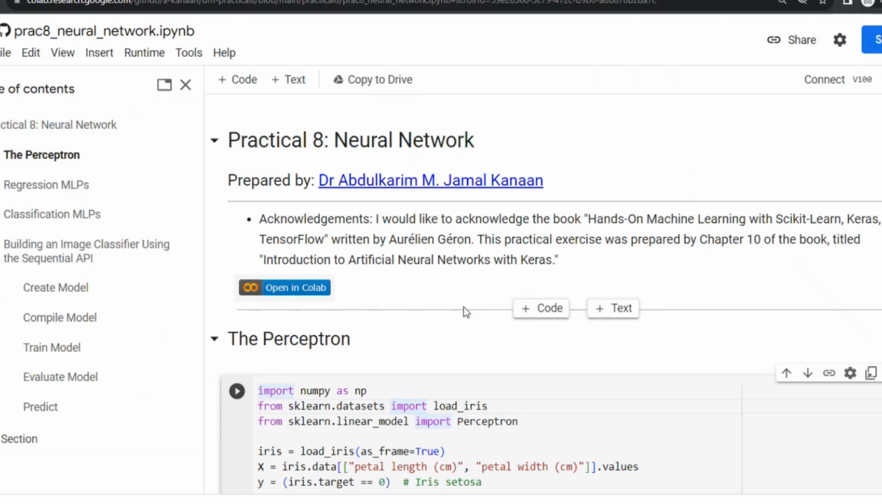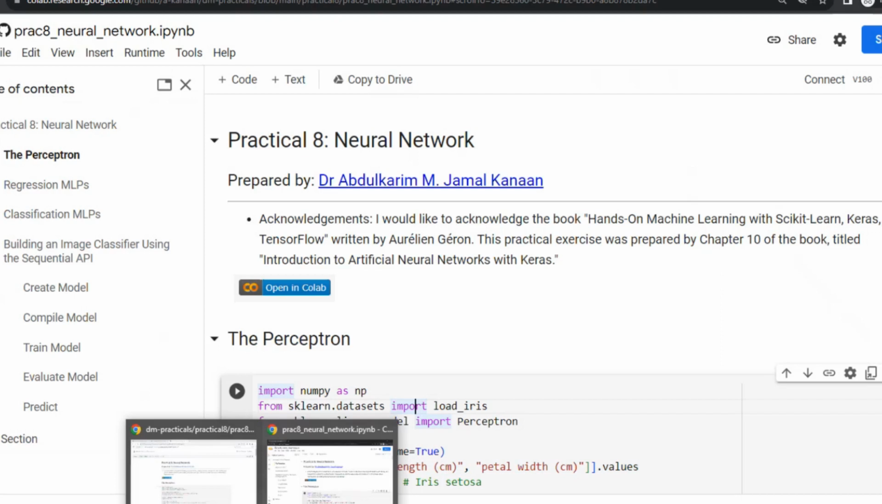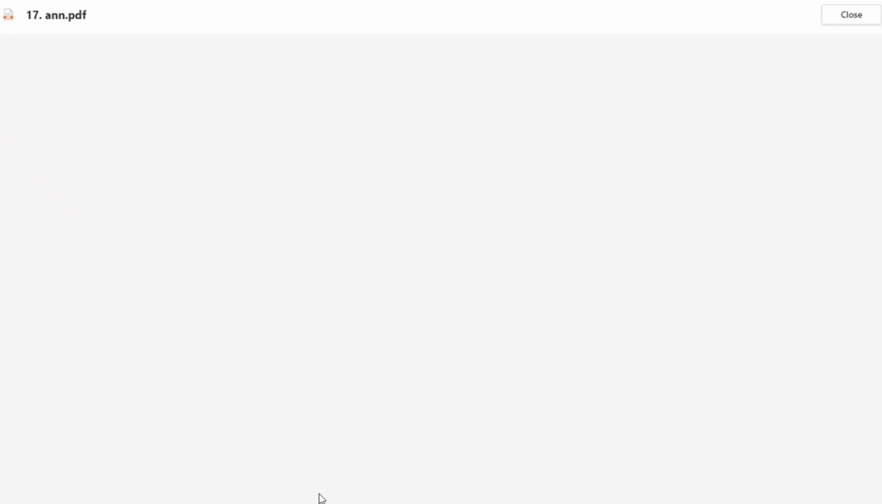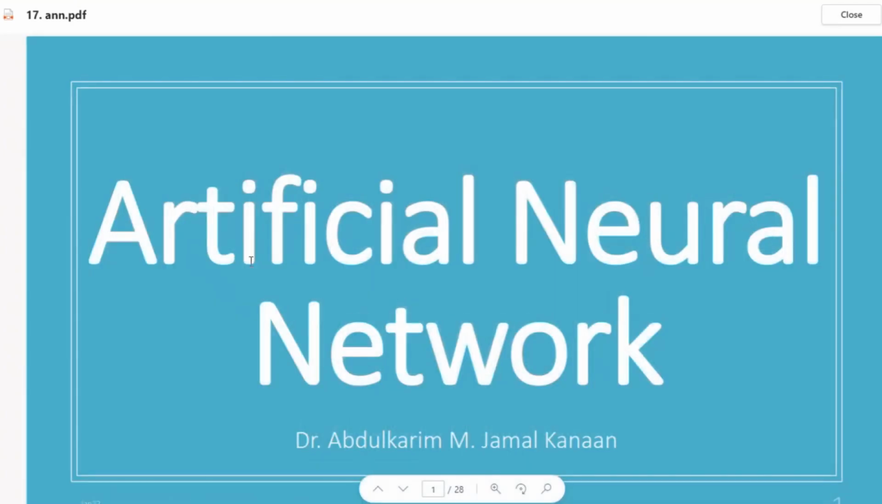So let's start. Today we're going to talk about neural networks. Has anyone done any revision for neural networks before coming to class today? Okay, very fast question. Do you remember what a perceptron was?